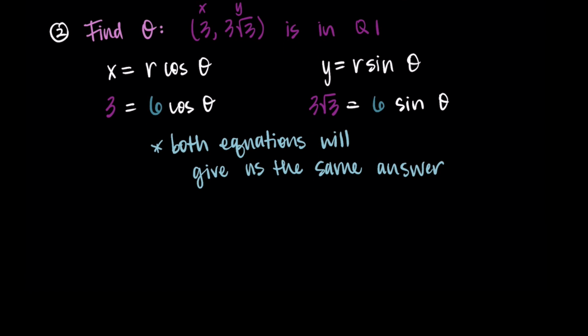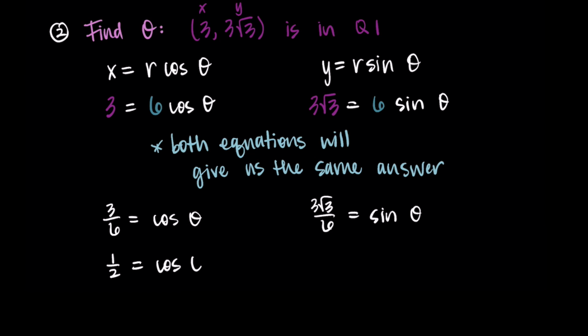So remember, we're trying to solve for theta, so I'm going to isolate the trig function by dividing both of these by 6. So I'm getting 3 over 6 equals cosine theta, and 3 square root of 3 over 6 equals sine theta. Then simplifying, 3 over 6 is 1/2, so I'm getting 1/2 equals cosine theta, and square root of 3 over 2 equals sine theta.